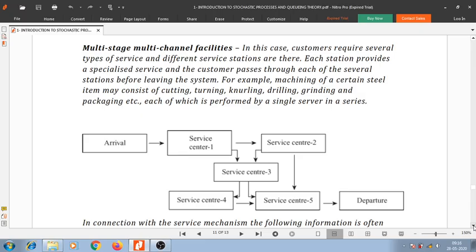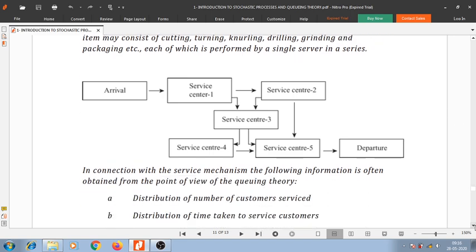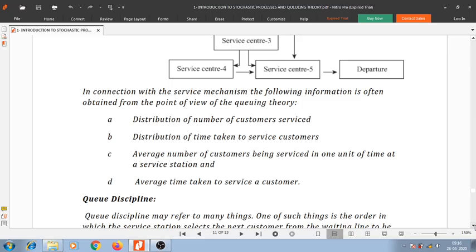So I am the customer taking service in how many phases? 3 phases. One phase is withdrawal form collection. Second phase is collecting the token. The third phase is collecting the money. So one customer gets the service in 3 phases. This is arrival, service station 1, service station 2, service station 3, and so on. So we adapt the service to the customers in different structures, which we will discuss in service mechanism. In that, the distribution of customer service, the distribution of time taken for each customer, and the average number of customers being serviced in 1 unit of time at a service station, and so on, will be discussed.